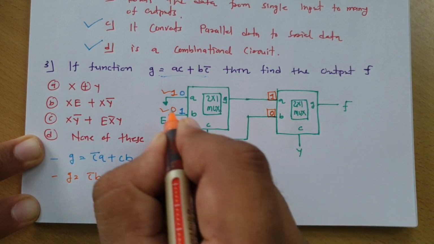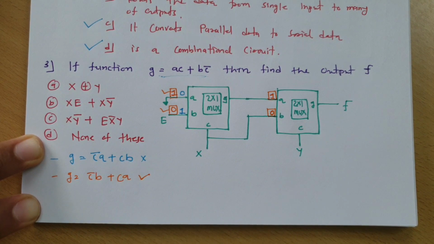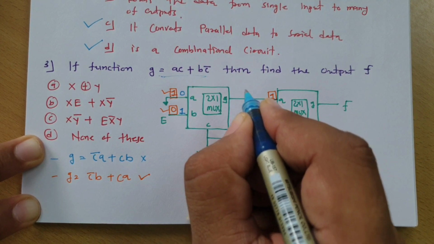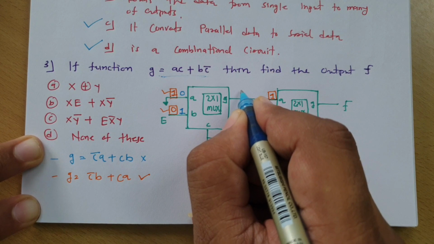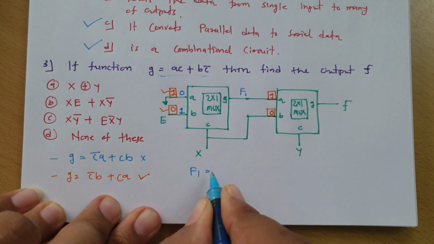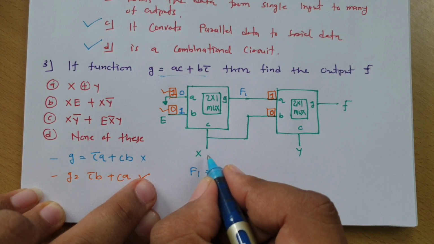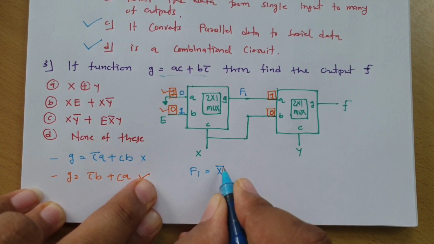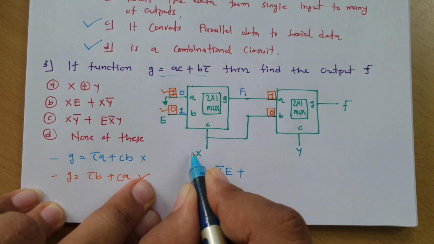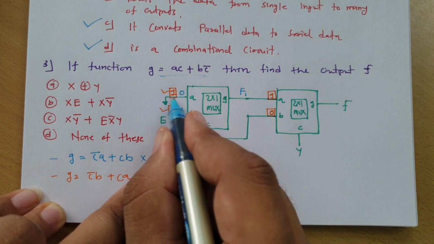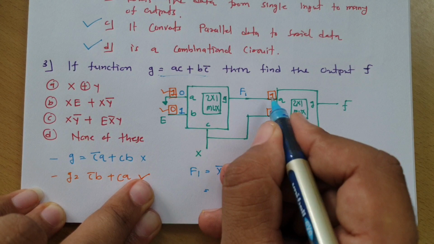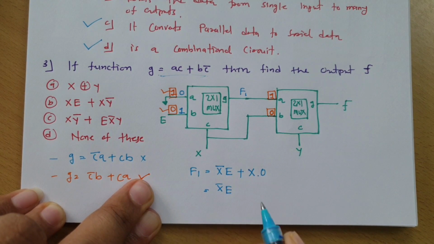Right. Now let us identify what my output is over here, right? So let us say my output here is F1, right? So what will be F1? F1 will be, you see, my input is practically X. So when X is 0, we can say it is X bar. It will select this line, that is E. Plus when X is 1, so it is X, and it will select this line, which is ground, means it is 0. So we can say my output function F1 is X bar E.